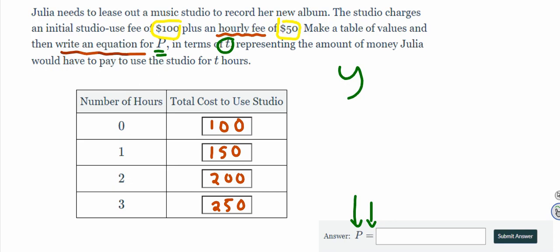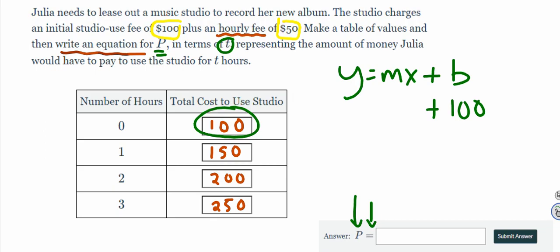We know that we've got this y equals mx plus b formula, right? And so we know that b is our y-intercept, and also we talk about in the beginning, initial value, right? The 100 is the in the beginning. In the beginning, she's got to pay $100. And then the slope, m, that's talking about per hour, per minute, per day. So we know that our slope is 50.